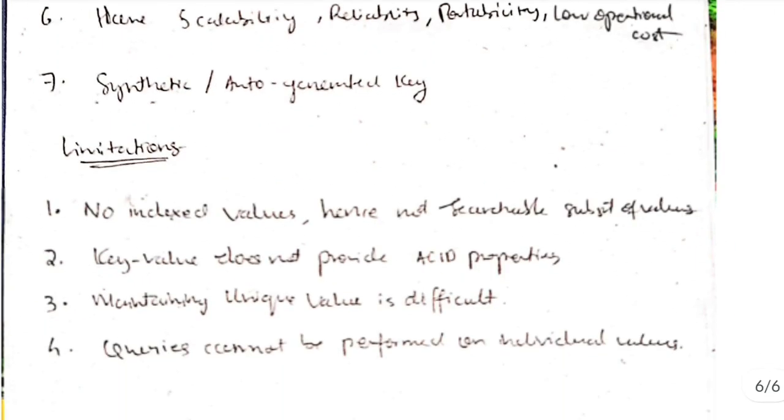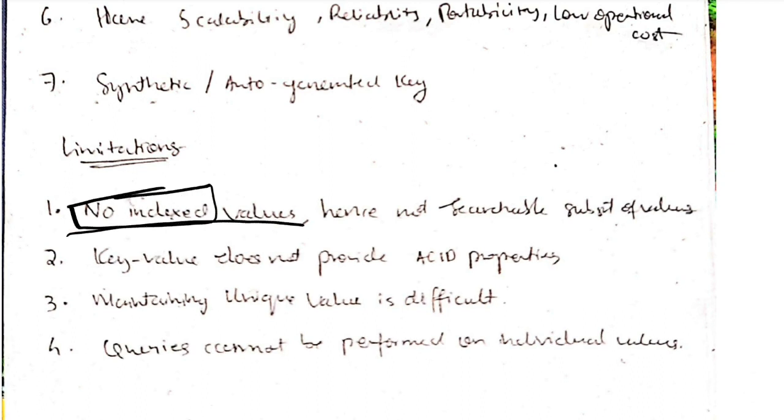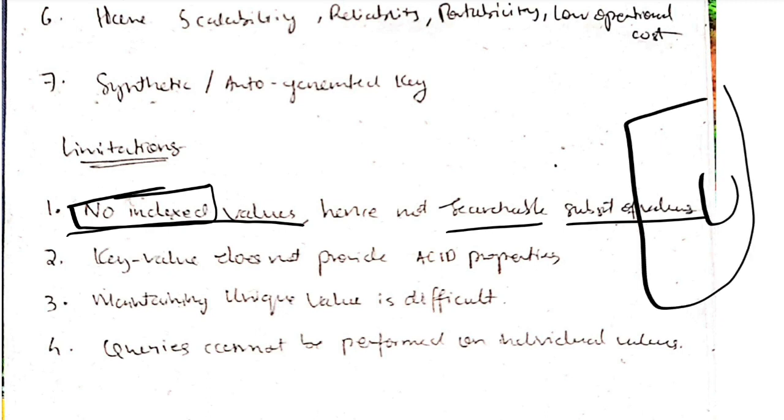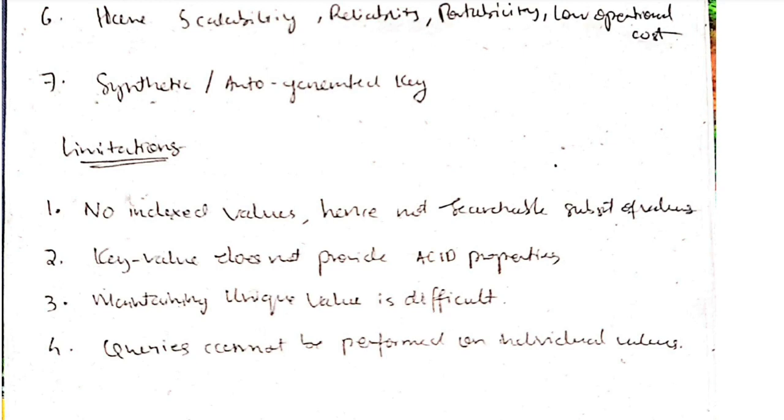NI, acid, and UI. NI is nothing but no indexed values will be present. Hence the subset of the values is not searchable. Okay, the subset of the values will not be searchable if there is no index. Okay, NI is done. Acid: key value does not provide ACID properties.